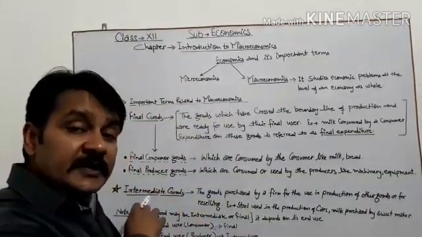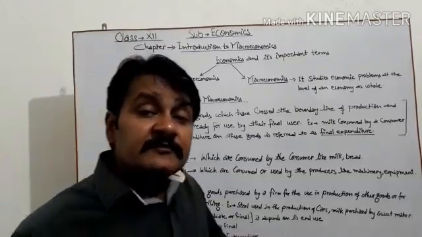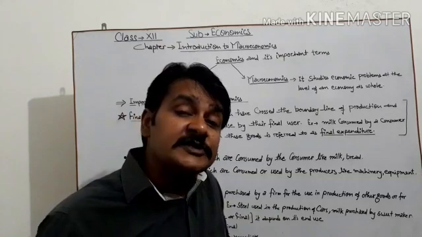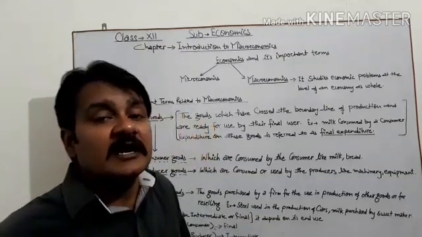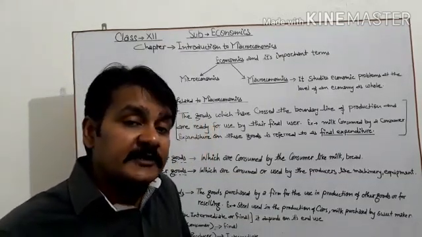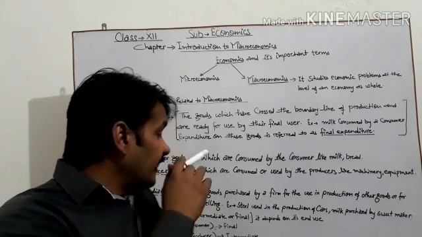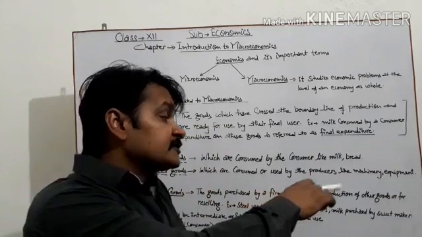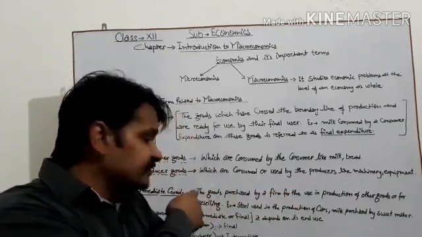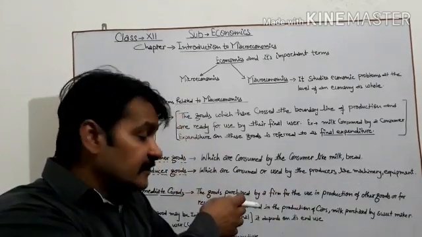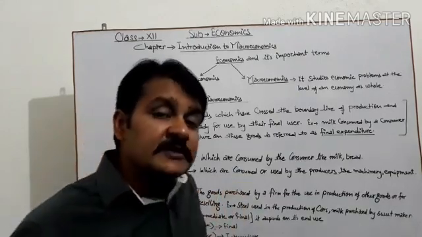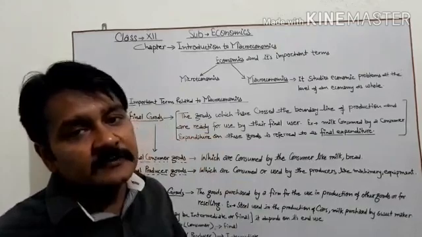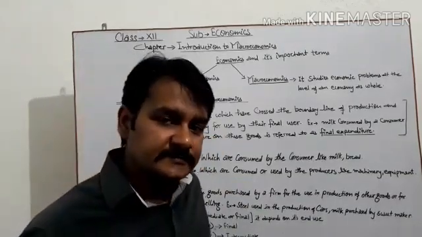Next one is intermediate goods. The goods which are within the boundary line of production and value is yet to be added in these goods are called intermediate goods. And the goods purchased by a firm for use in production of other goods and reselling. Examples: steel used by a car plant, milk used by a sweet maker are examples of intermediate goods.